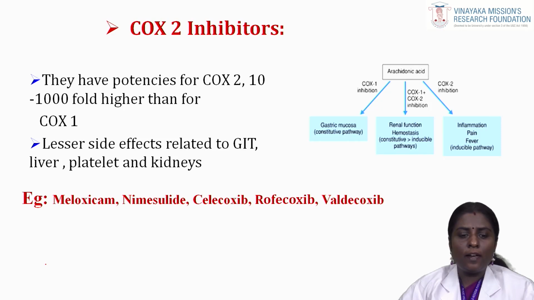The COX-2 inhibitors have potencies for COX-2 that are 10 to 1000 fold higher than for COX-1. They have lesser side effects related to the GIT, liver, platelets and kidneys. Some examples of COX-2 inhibitors are meloxicam, nimesulide, celecoxib, rofecoxib and valdecoxib.